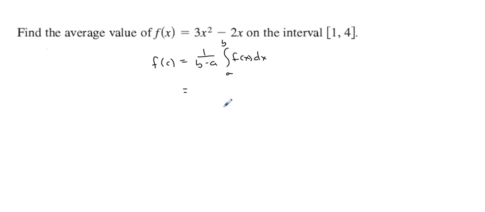Okay, 1 over b minus a. Well, we know what a is. We know what b is. So 1 over 4 minus 1. Antiderivative, 1 to 4. F of x, that's 3x squared minus 2x. Parentheses needed. And then dx. All right, now what?